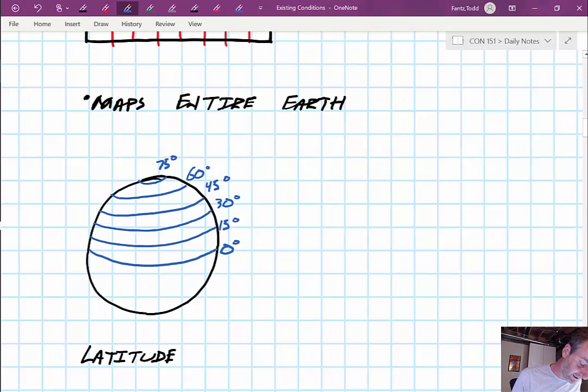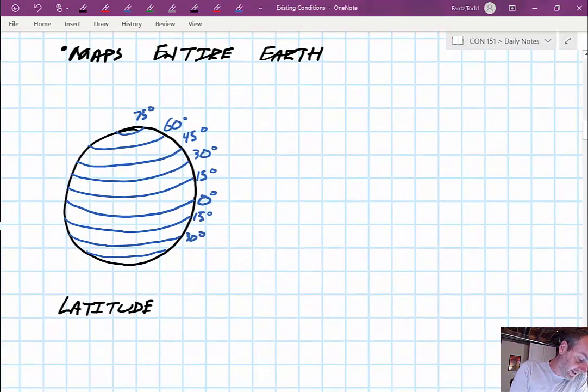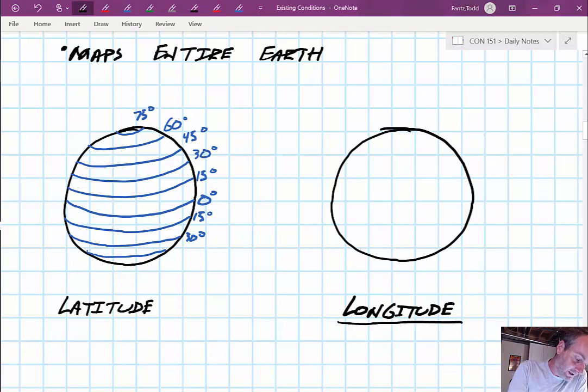And of course it does the same thing going to the south. So we would have, and I'm not going to bother to label all these, 15, 30 degrees south latitude, and so on and so forth. And it's the same idea with our longitude, but now we're talking about vertical lines.